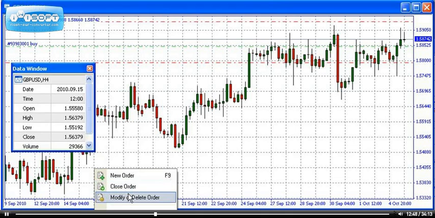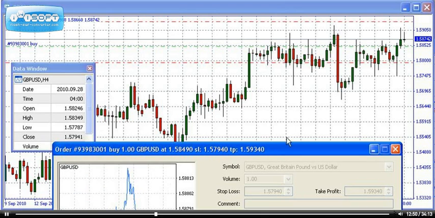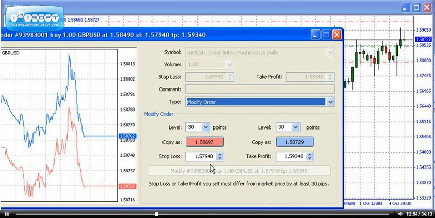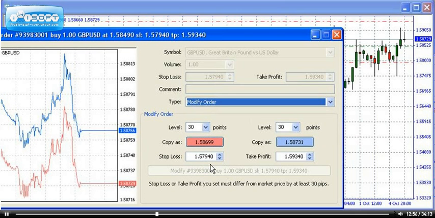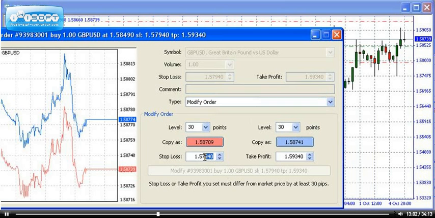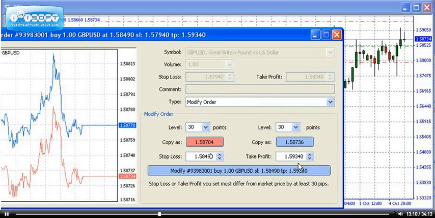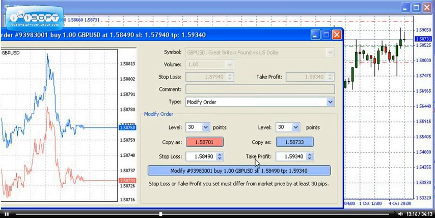So I bring up the order window. You can see here's our stop loss at 157.94. Now we're going to bring that all the way up to break even at 158.49. The second profit target remains the same, 159.34. And now we place this trade.